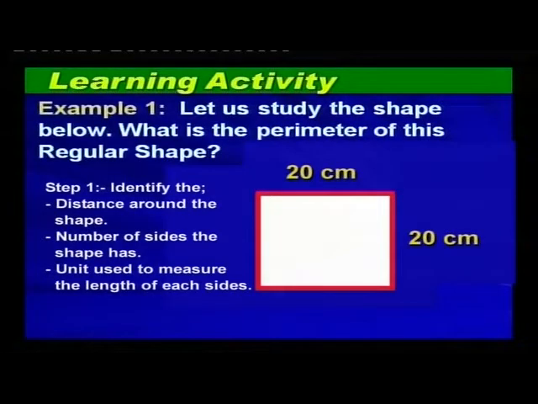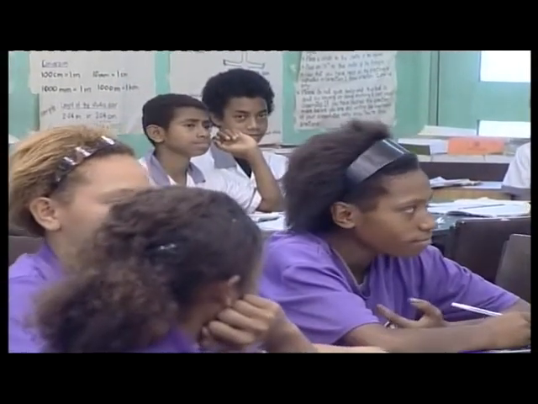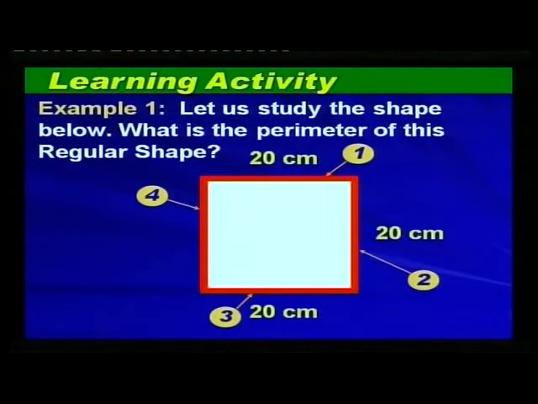Our second step is to find out the number of sides. So how many sides does this square have? Yes, Vanessa? The others, please watch the screen so you're following. 4 sides. Is she correct? Yes. There are 4 sides. You can see it numbered. 1, 2, 3, 4. Yes.